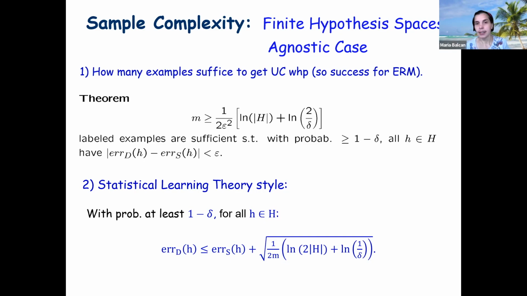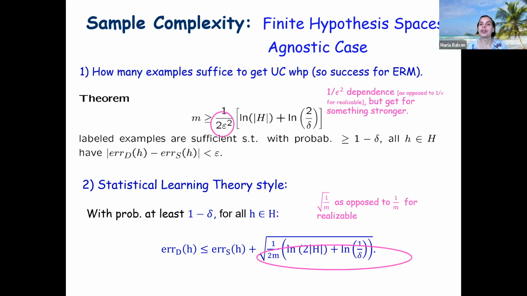Okay. Great. So far I still have the finite hypothesis space case. So it's still finite, right? Just a quick note, actually, I've already mentioned this. In the PAC model, in the agnostic case, the difference is 1 over epsilon square dependence as opposed to 1 over epsilon for the realizable case.